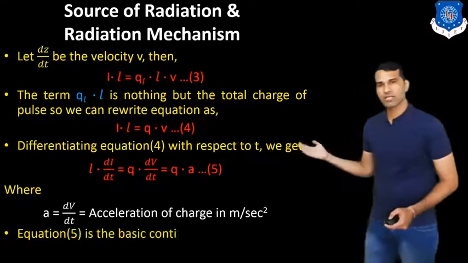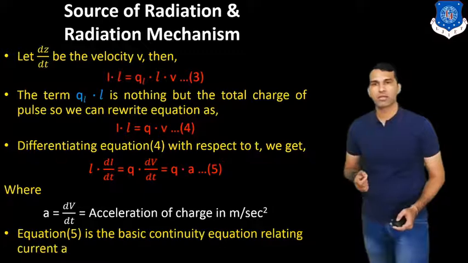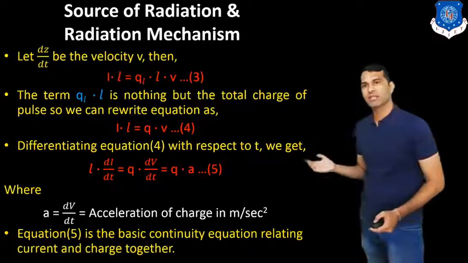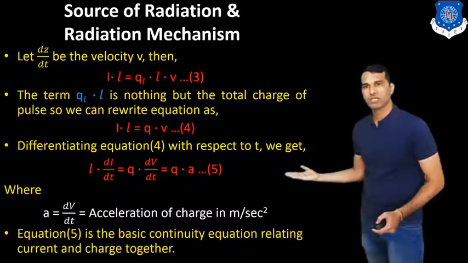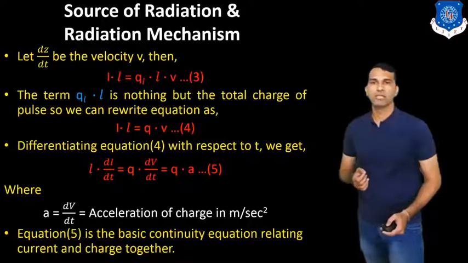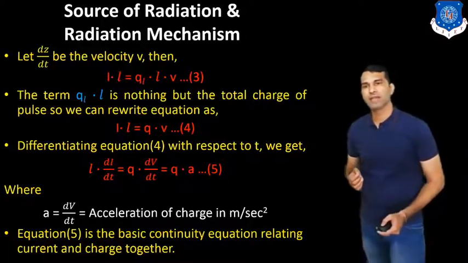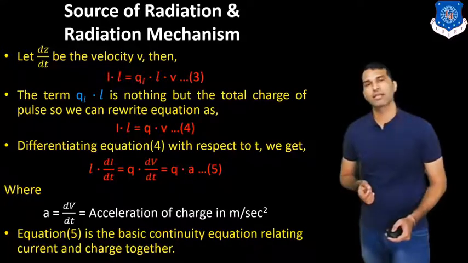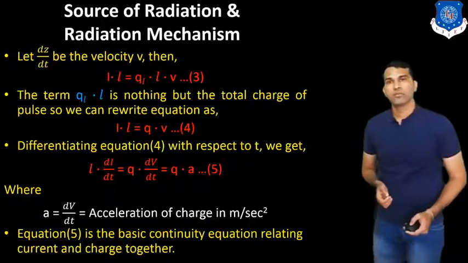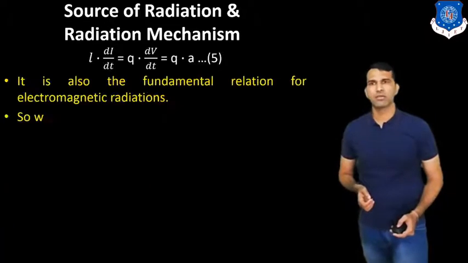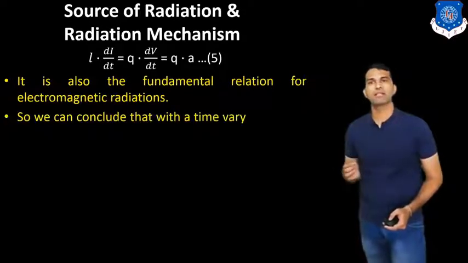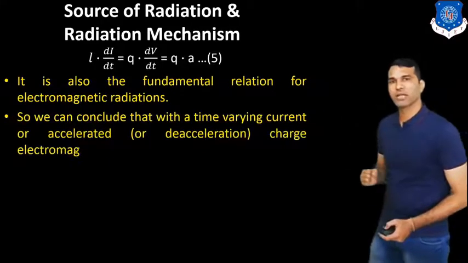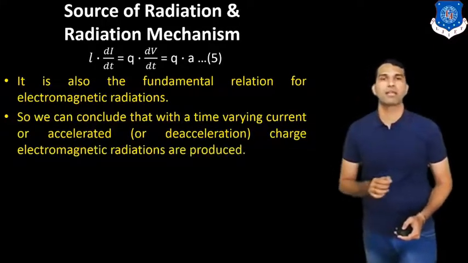In this equation, equation number 5, is the basic continuity equation relating current and charge together. Here I indicates current and Q indicates charge. This equation is also the fundamental relation for electromagnetic radiation.